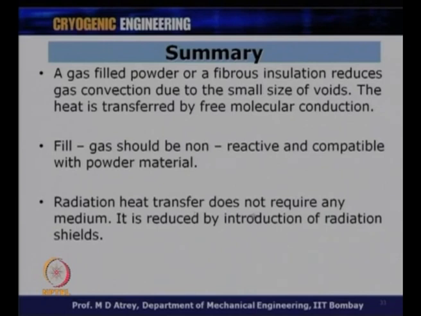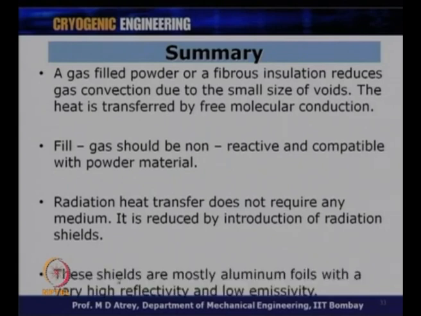Radiation heat transfer does not require any medium. It is reduced by the introduction of radiation shields, and this is what we saw, how the addition of these radiation shields would reduce the radiation heat transfer. What we require is a reflective material and a low emissivity material. These shields are mostly aluminum foils with very high reflectivity and low emissivity, and in this case the Fn value, or the emissivity factor, will be reduced from a very high value to a very low value depending on the kind of material you are using, its reflectivity and emissivity, and the number of shields that are used. Thank you very much.